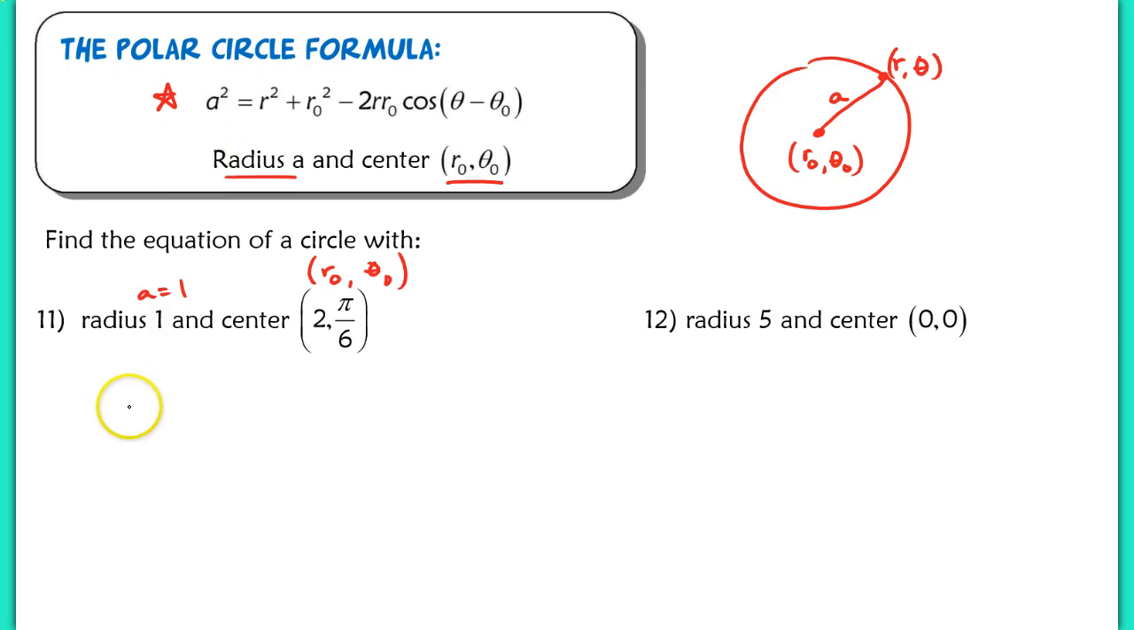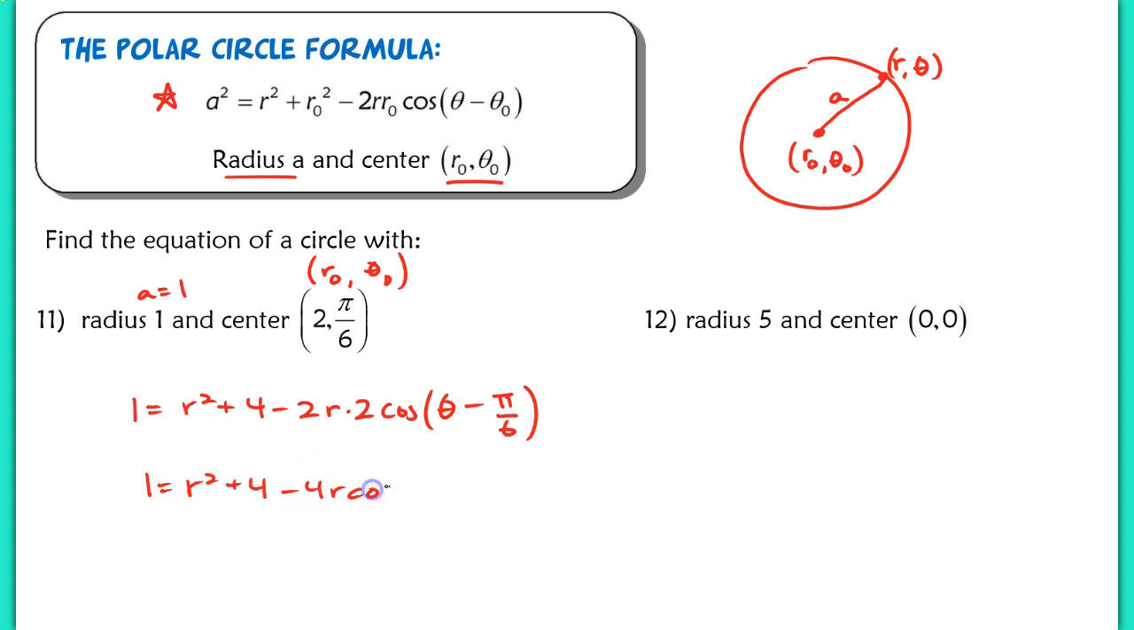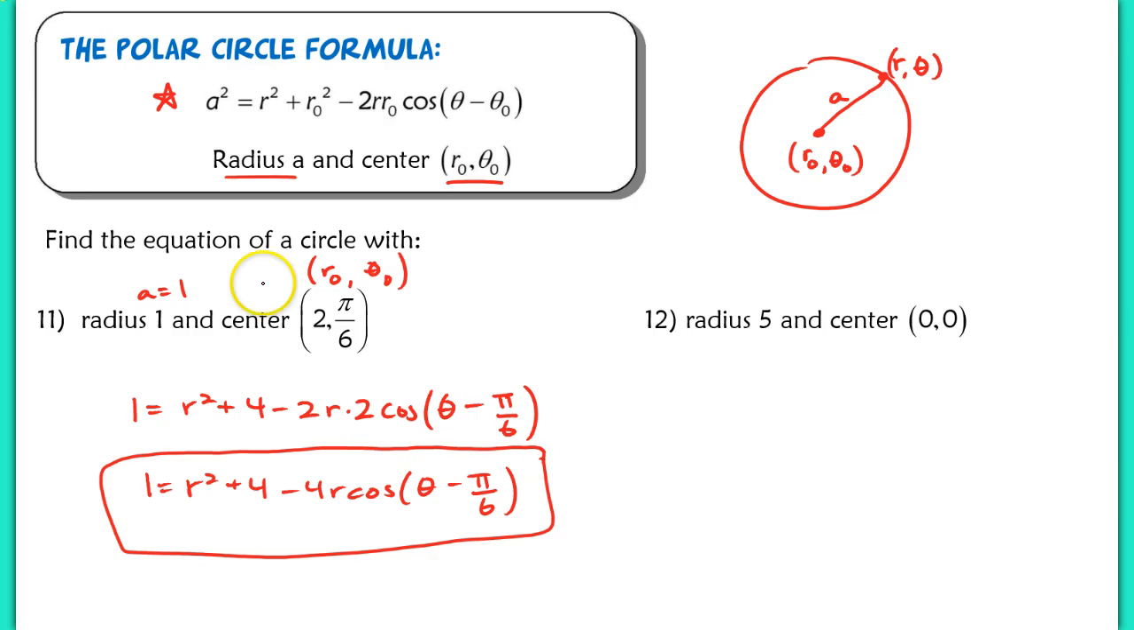I have 1 squared is equal to r squared plus r sub 0 squared, which is going to be 4, minus 2 times the product of r and r sub 0. So r sub 0 is another 2 here, times the cosine of theta minus pi over 6. And from here, if I just simplify a little bit, I have 1 equals r squared plus 4 minus 4r times the cosine of theta minus pi over 6. So this is the polar form for an equation of a circle with a radius of 1 and center at 2, pi over 6.